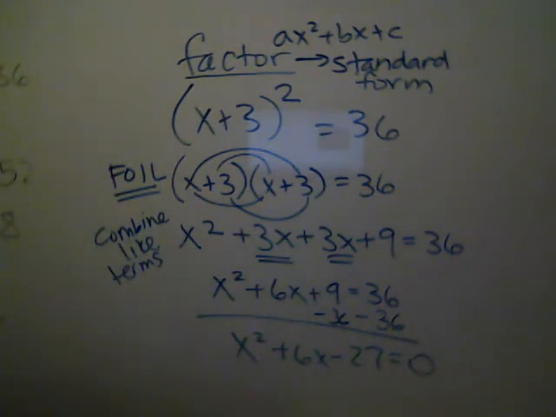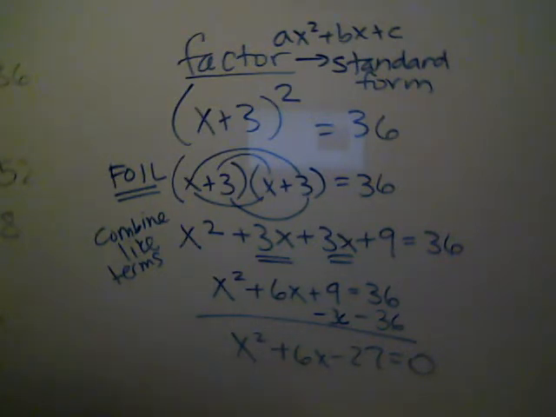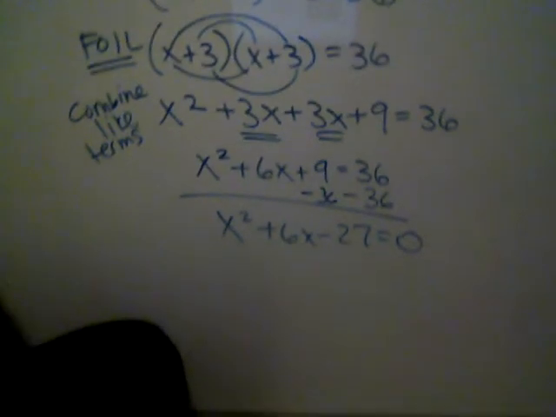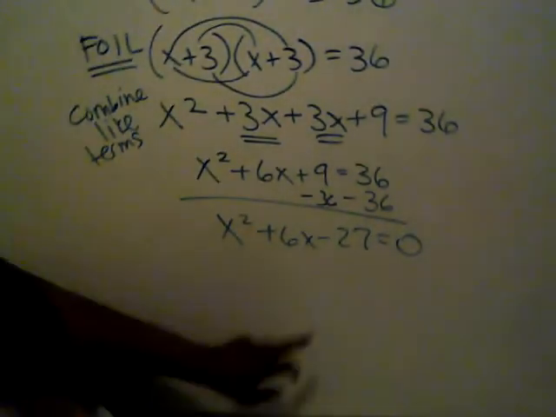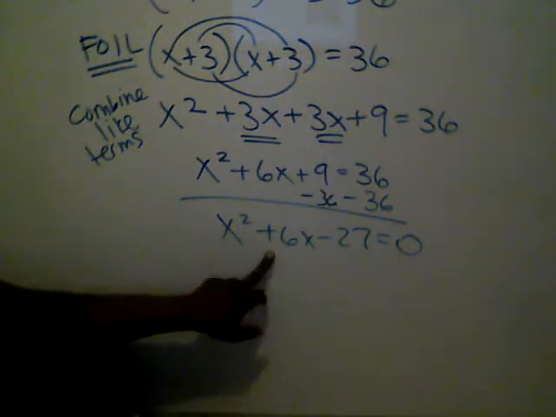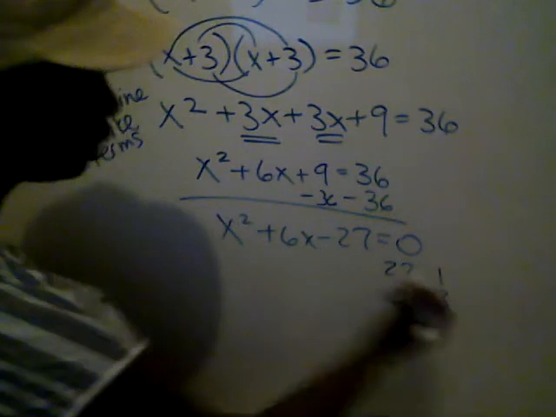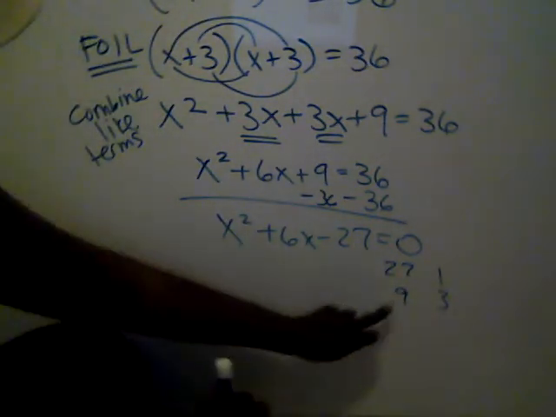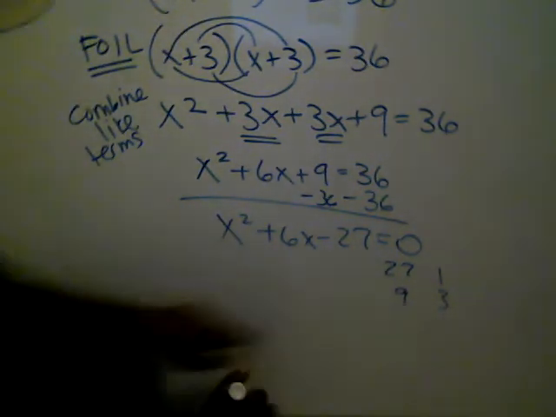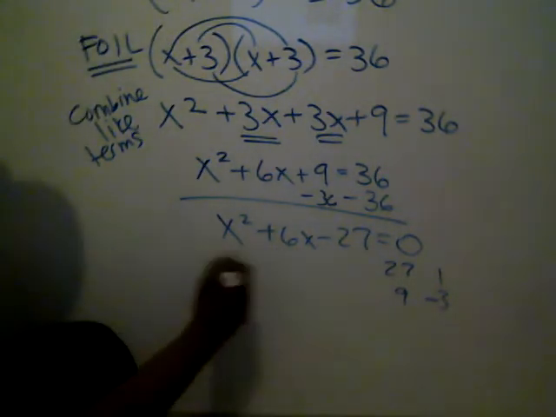Now we can try to factor it if we can. If we can't factor it, we've got to use the quadratic formula. But hopefully this is something that we can factor. So we need the factors of things that multiply to negative 27 but give us positive 6. So factors of 27 are 27 and 1, 9 and 3, and that will be it. And actually, the good thing is 9 and 3 look like they'll work. Okay, we just need to have a positive 9 and a negative 3, so they would add to positive 6.